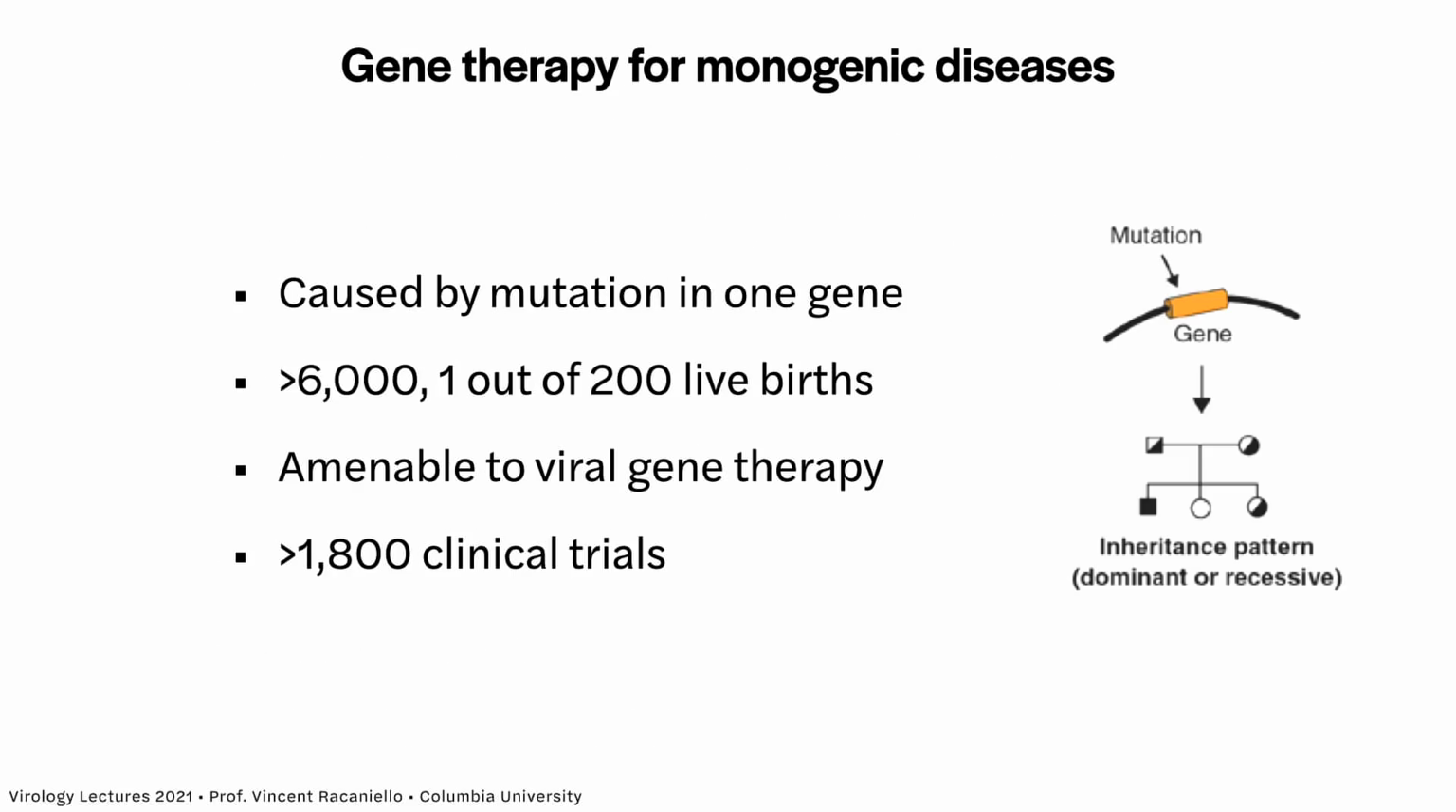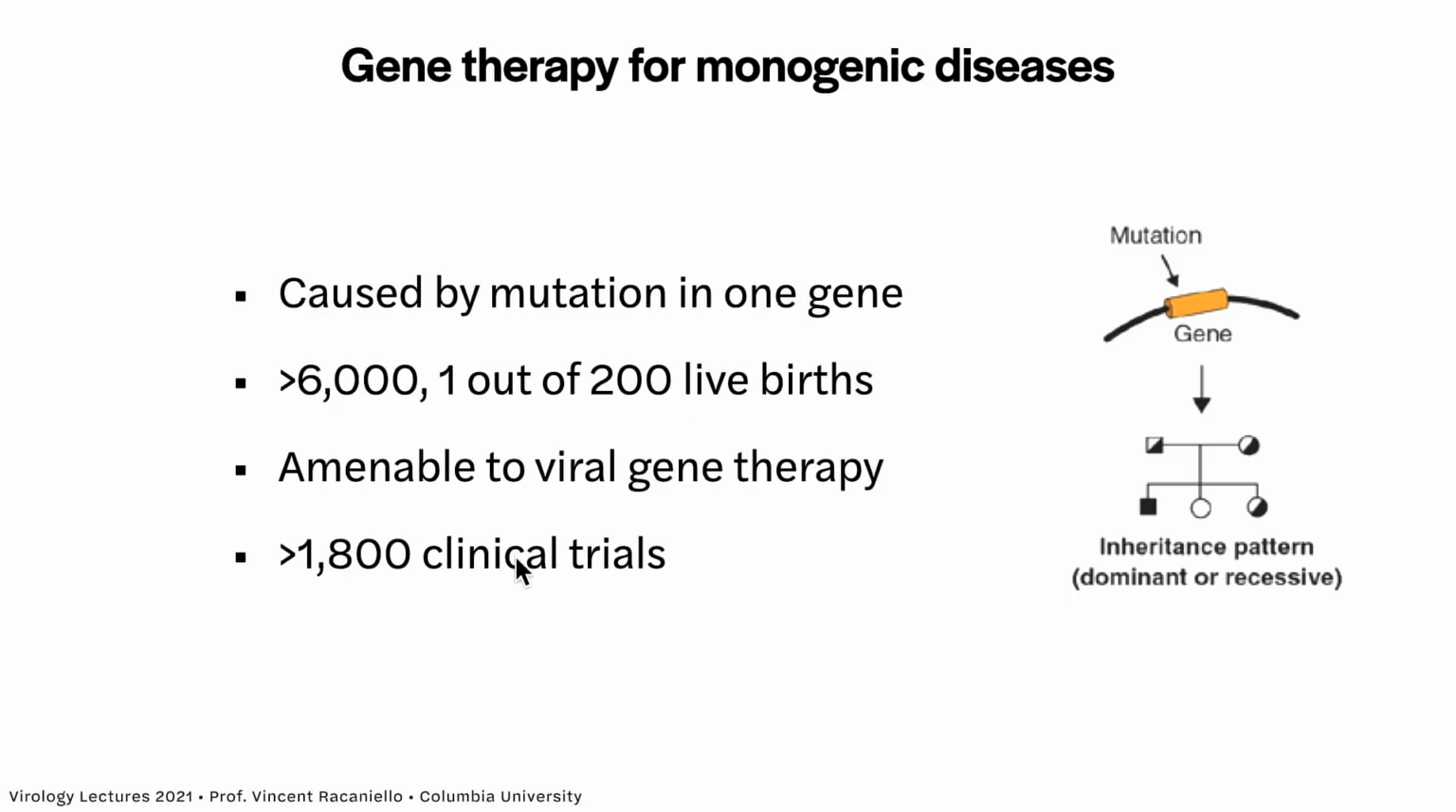Let's talk about gene therapy for monogenic diseases. Monogenic disease is one caused by a mutation in one gene. Why do we do this? Because it's easy to treat. You put one vector in with the gene in it. There are over 6,000 different monogenic diseases of humans. In fact, 1 out of 200 live births, the baby has some kind of monogenic disease.